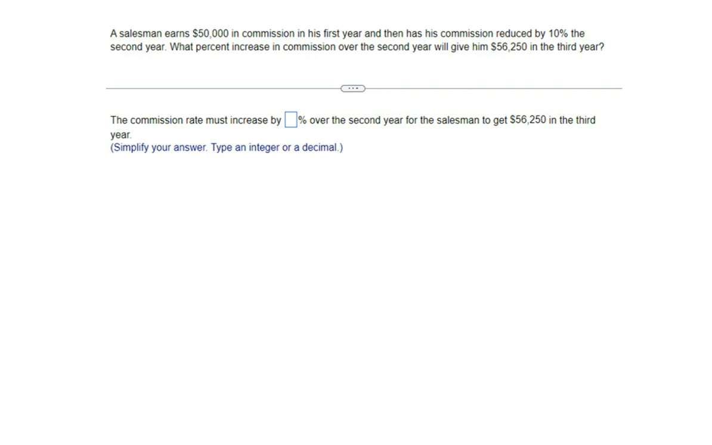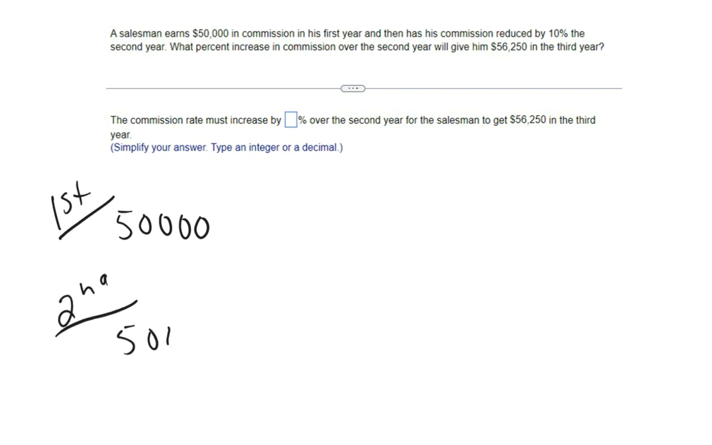Okay, for this problem, it says a salesman earns $50,000 in commission in his first year. But then his commission gets reduced by 10% the second year. So year one, he's at $50,000. The second year, his $50,000 is reduced by 10%. That means 10% of the $50,000.